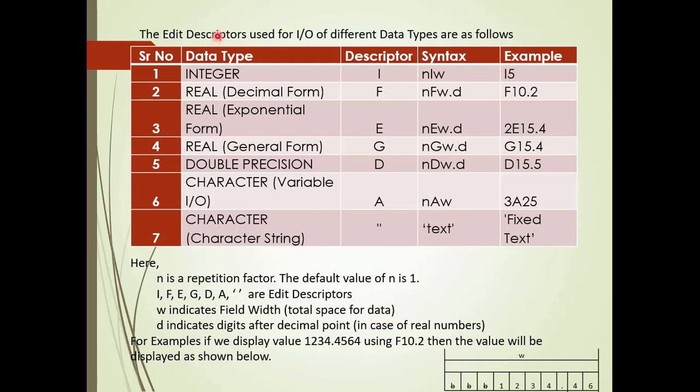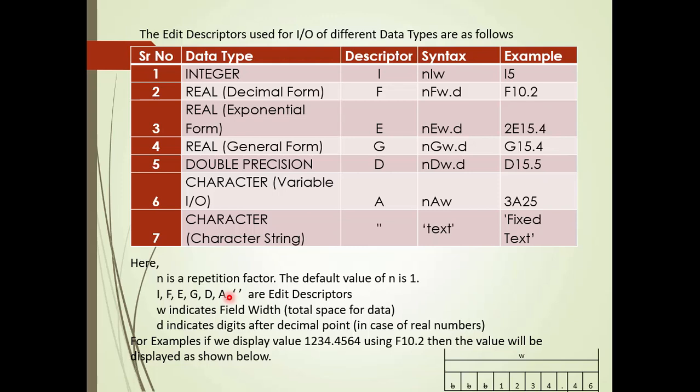Now here are the edit descriptors which we are going to use for the input or output of different data types. Suppose you want the integer data type in the format statement, then you can use I, and the syntax is nIw. For example, I5 means that it is an integer type and 5 is the spacing width of it. Here n is the repetition factor, the default value of n is 1. Then the single quote as well as the others are edit descriptors.